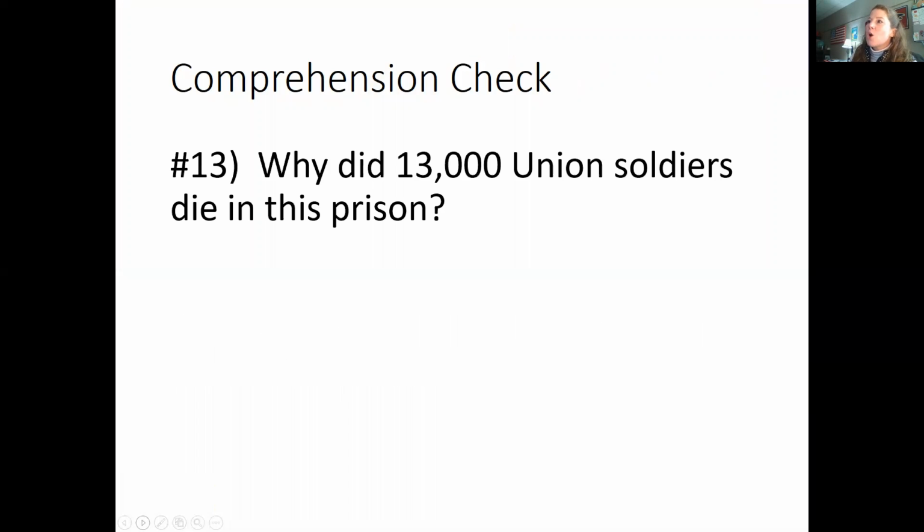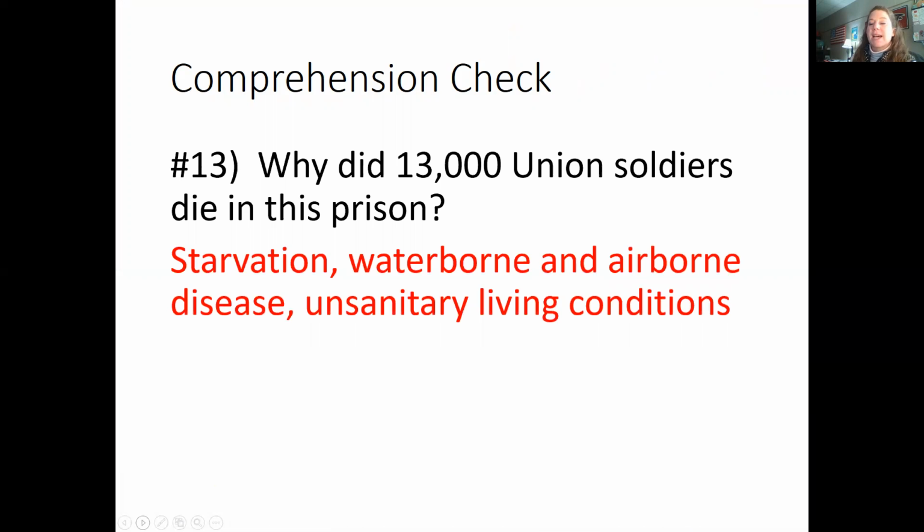All right, so why did 13,000 to 18,000 Union soldiers die in this prison? I'm not sure exactly what the number is, but it was a lot. It was because they died of starvation, mainly waterborne and airborne disease, and very unsanitary living conditions.